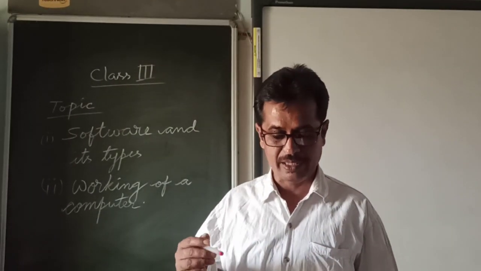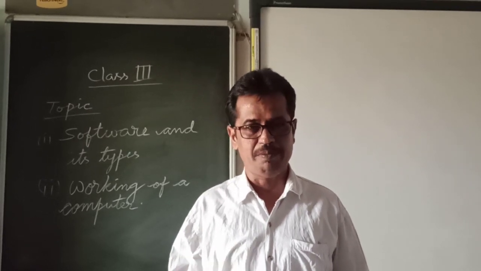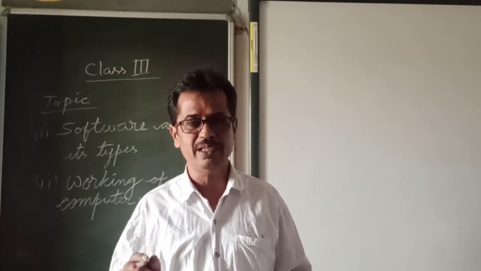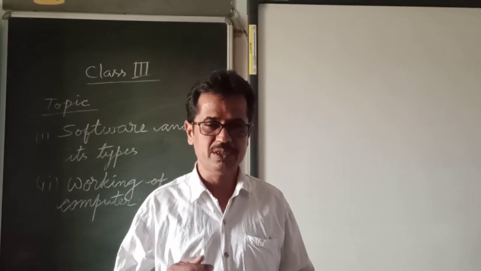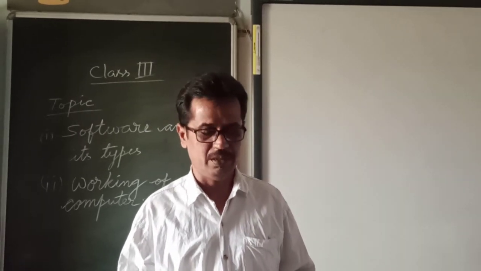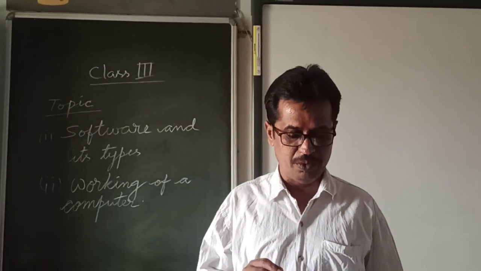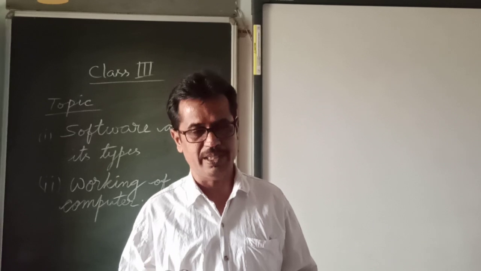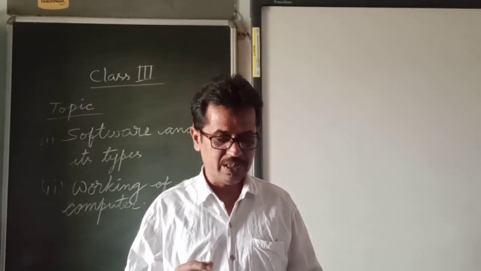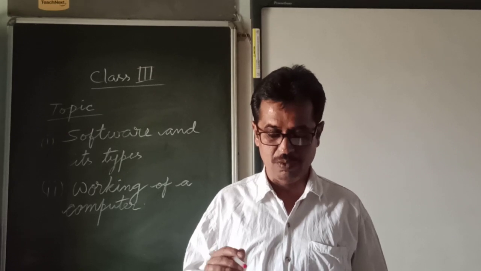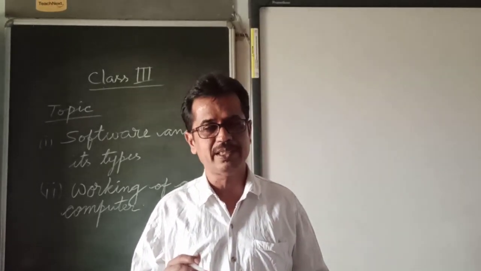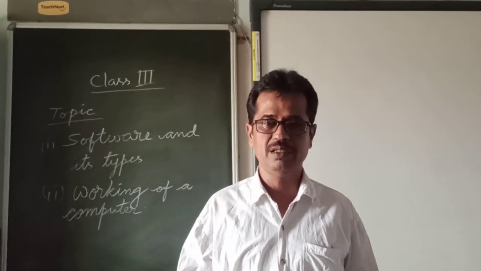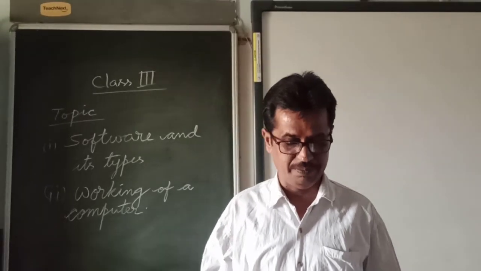Now, moving to the next type of software, that is application software. We know now software is of two types: system software and application software. System software we have just discussed. Now application software. The software that helps you to do a specific type of work, a particular type of work, is called application software. Application software helps you to do a particular work. Some popular examples of application software: MS Word, WordPad, Notepad, MS Paint, Excel, PowerPoint, etc.